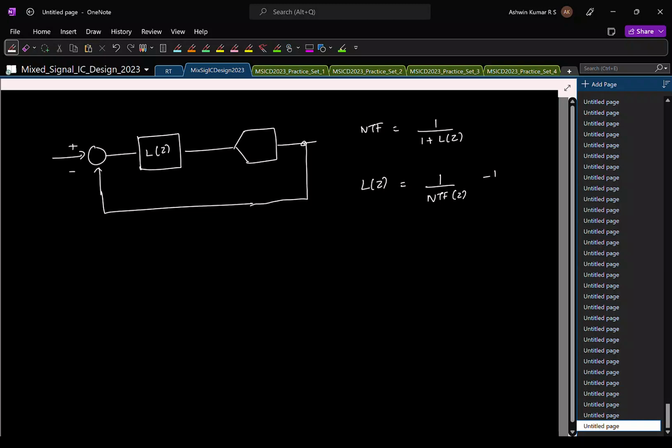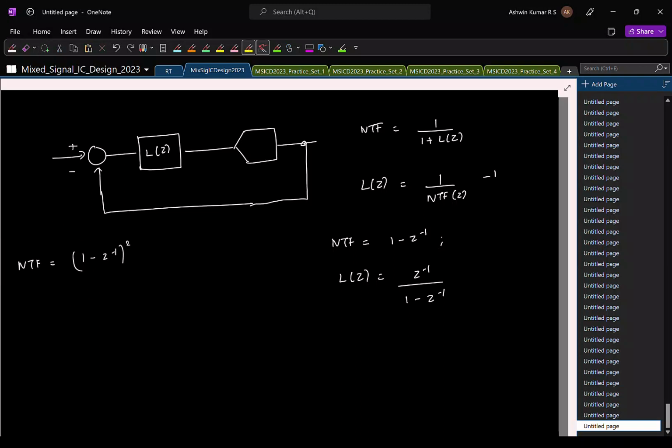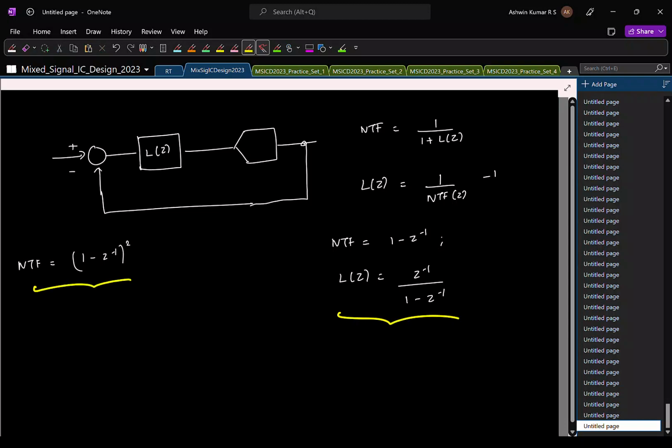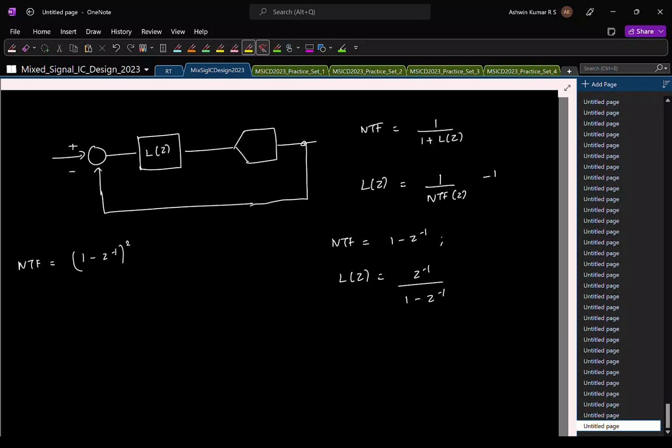Now you know if NTF is 1 minus Z inverse, what is my loop filter? It is just one integrator. Now let's move to second order. If it is 1 minus Z inverse whole square, this is my NTF. For a first order NTF, the loop filter is one integrator. For a second order NTF, what do you think the loop filter will be? Just take a guess. If the form is 2 Z inverse minus Z inverse square.